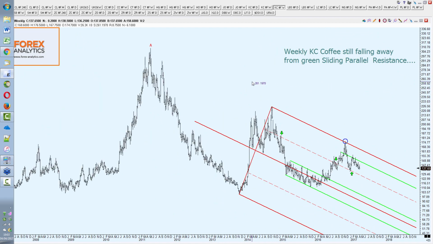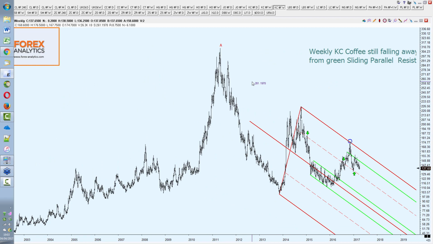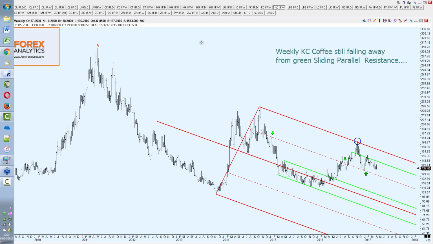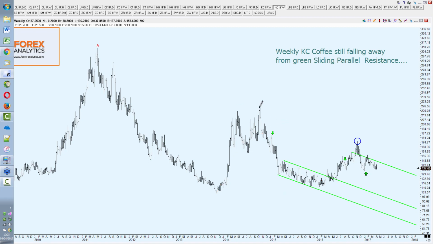Coffee has been in a downtrend since 2011. You can see up here. Very, very simply, all we do is just draw the fork in. Again, it's a modified shift. Let me just get rid of that and just show you how we come to it.